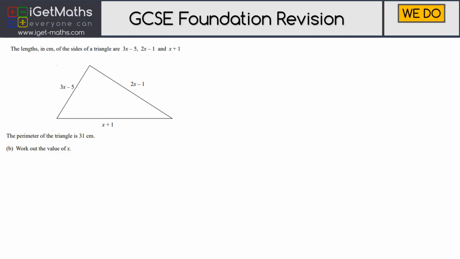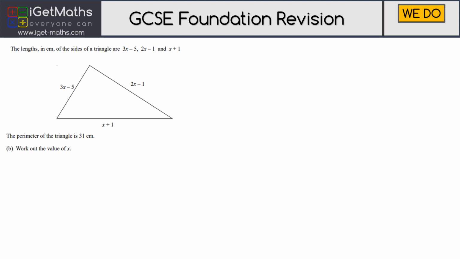Okay, the lengths in centimetres of the sides of a triangle are 3x minus 5, 2x minus 1 and x plus 1. The perimeter of the triangle is 31 centimetres. Work out the value of x. So what you need to do is form an equation and then we're going to solve it.